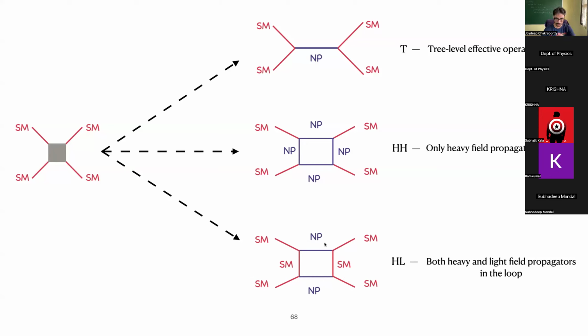So these are three different topologies you may encounter. When I say different topologies, you may have three new physics fields and one light field. This is different from that one because in the loop you have at least one light field, which makes it a different topology than this one, where all are heavy fields. Up to this part, do you have any questions?